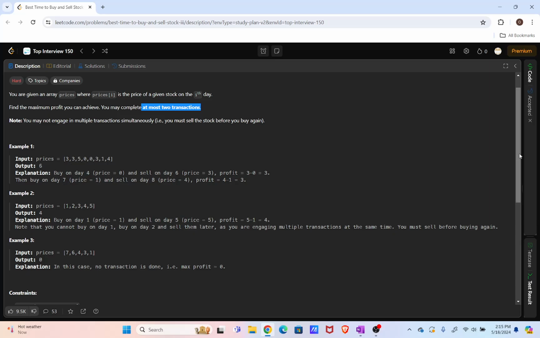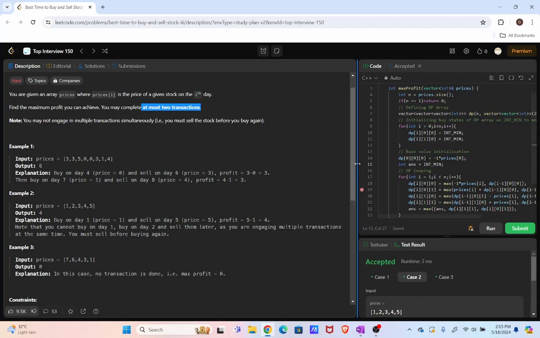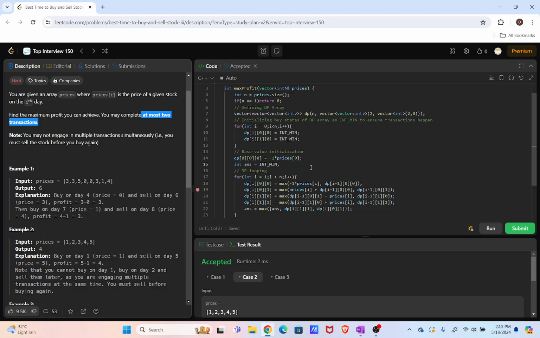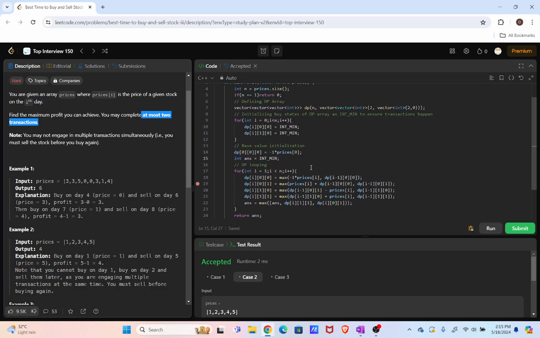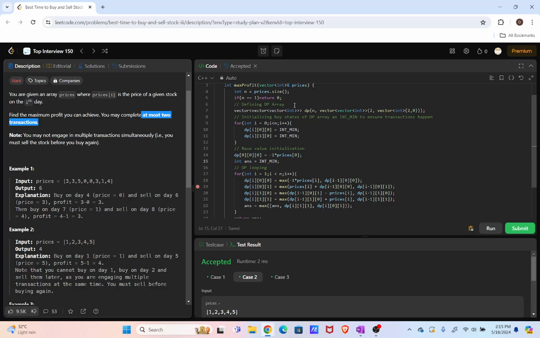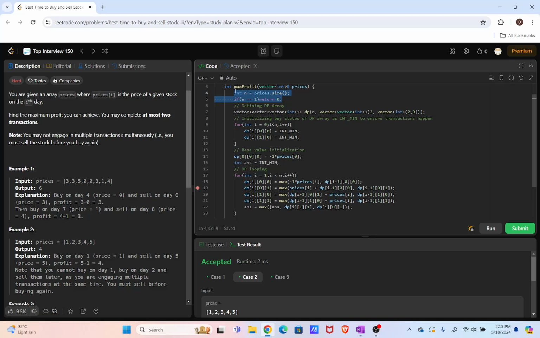So I had hidden the code knowingly because it was already present. Let's go through the code. What I'm doing here is defining n, which is the size of the array, pretty standard. If n is 1, return 0. I mean, if there is just one element, you can buy and sell there, you will not get any profit.